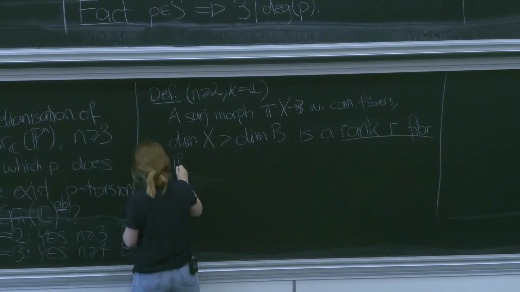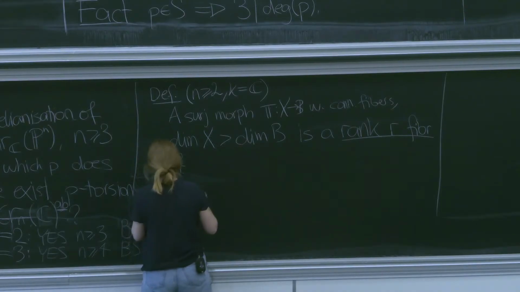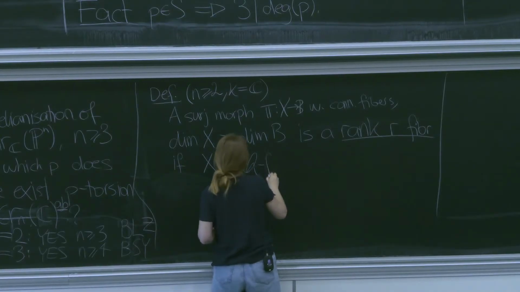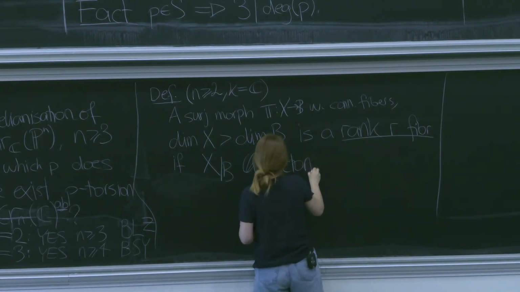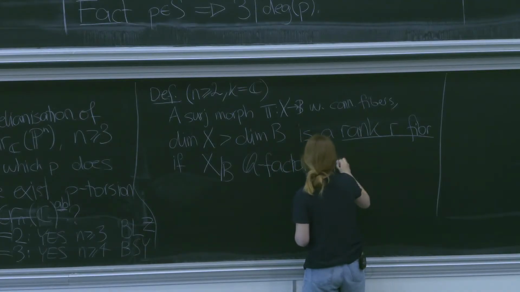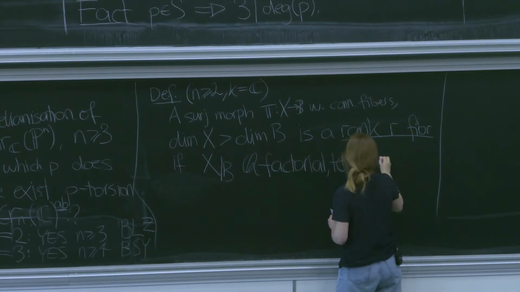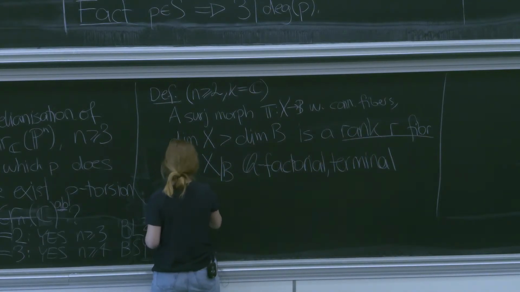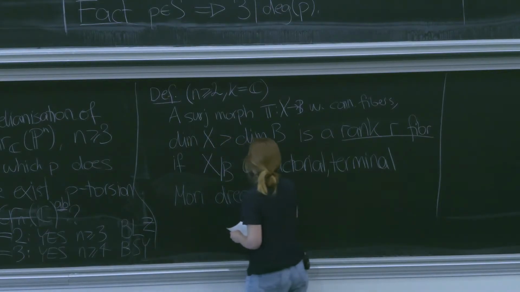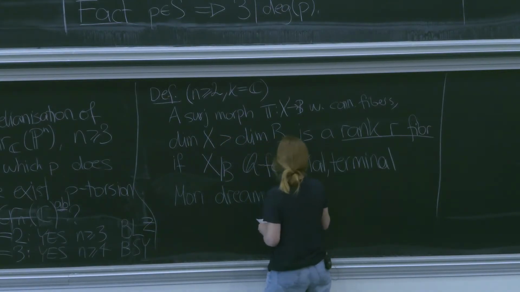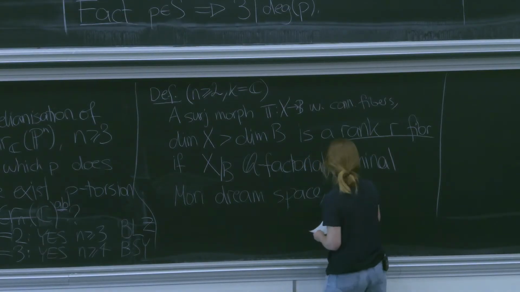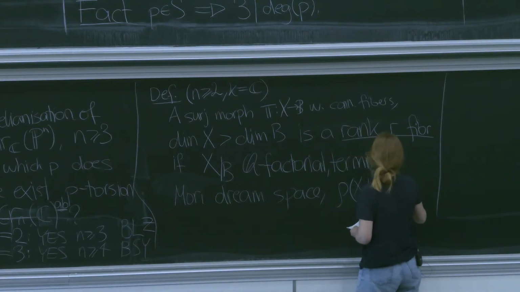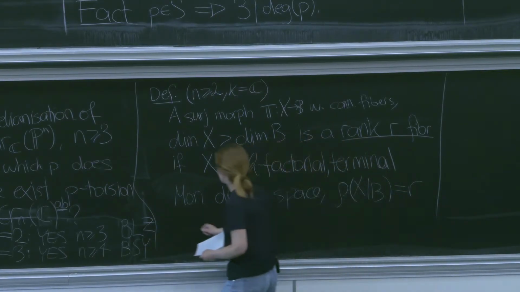If X over B is Q-factorial terminal Mori dream space. And what else? I want the relative Picard rank of X over B to be equal to R, and then some technical details.